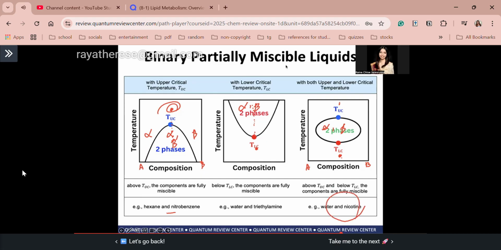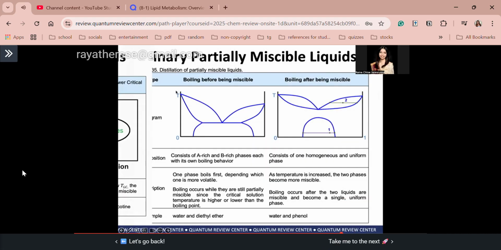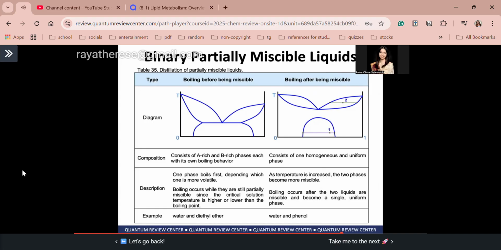Okay? Now let's move on. There are two types of distillation of partially miscible liquids. First, boiling can occur before the two liquids can become fully miscible, while boiling can also occur after the two liquids become completely miscible. So for the boiling before being miscible, here, okay, look at the shape of your phase diagram, right guys? It is a Pikachu shape, right? So what happens here is your two liquids will individually vaporize, okay? So they will no longer mix together.